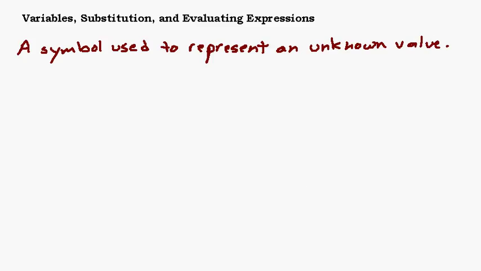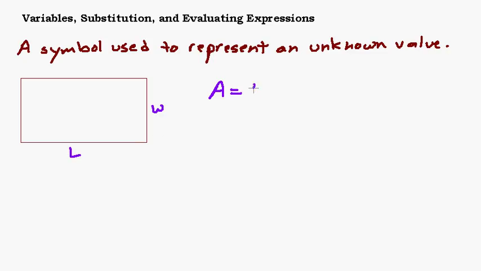For example, let's say we have a rectangle and we don't know the length and width of this rectangle. So I'll just let W represent the width and I'll let L represent the length. So W is a variable and L is a variable. So some things you should know about how we write variables. If I wanted to find the area of this rectangle, the way you find area of a rectangle is length times width. So maybe you've written it like this before, L times W.